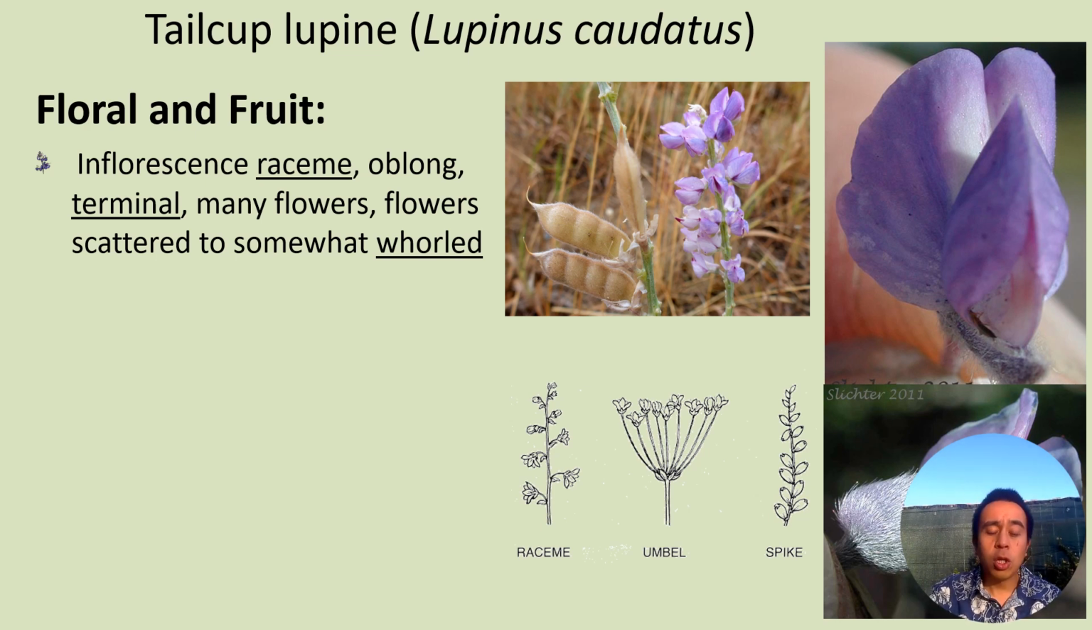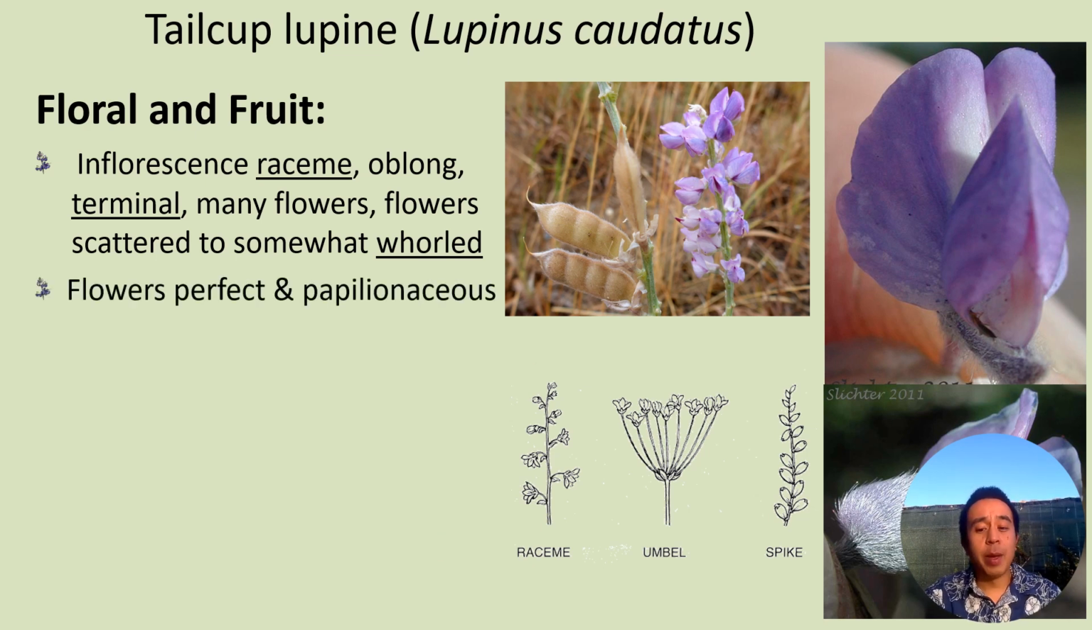The flowers are oblong, and the inflorescences are terminal, which means that there's a flower at the very top of the stem. It often has many flowers, and the flowers can be scattered or somewhat whorled. Whorled is essentially when multiple flowers come out from the same spot on the inflorescence stalk, making a kind of circular pattern.